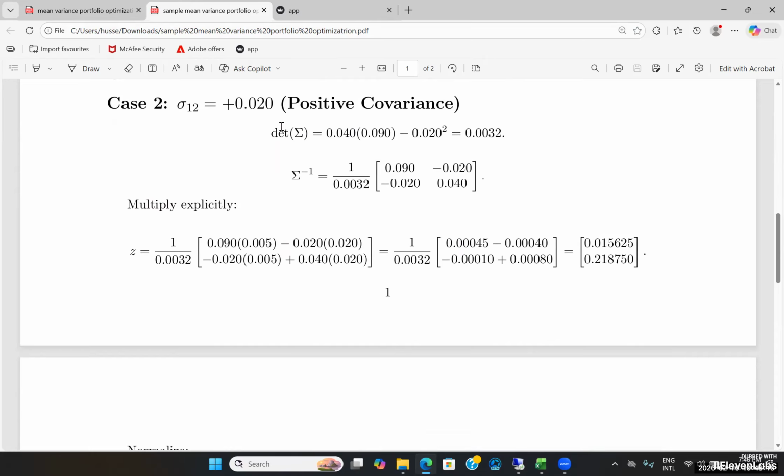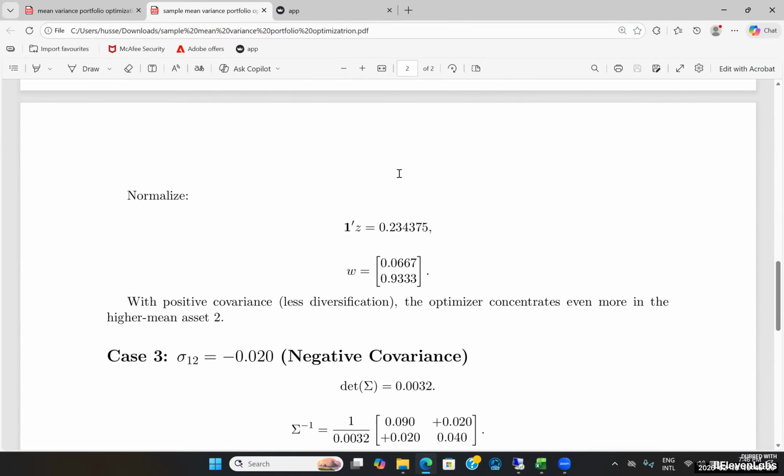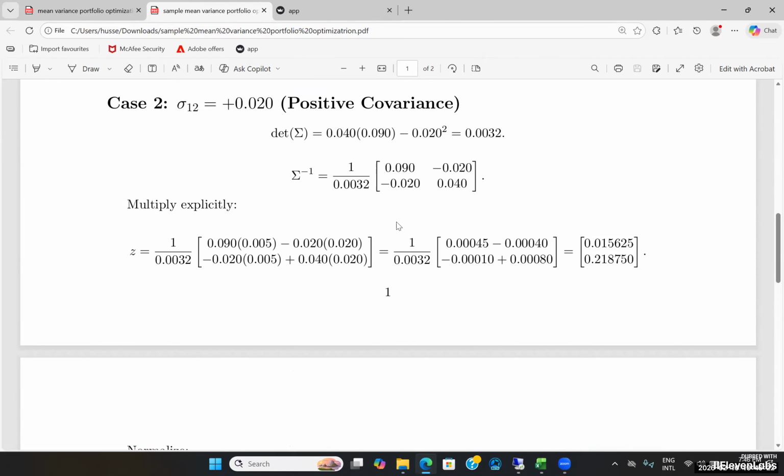Now, once again, the fundamental idea here is quite simple. We take the inverse of the variance-covariance matrix and then we multiply that result by the actual return. This is precisely how we determine the value of Z. Therefore, in this specific scenario, we will obtain this particular form.